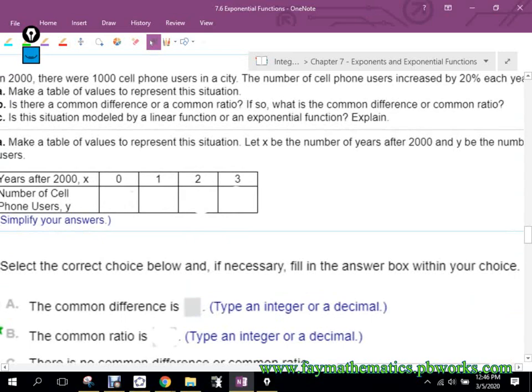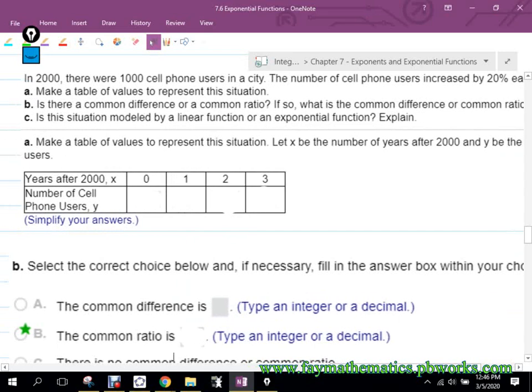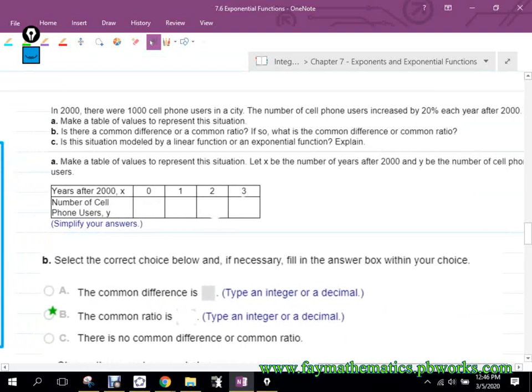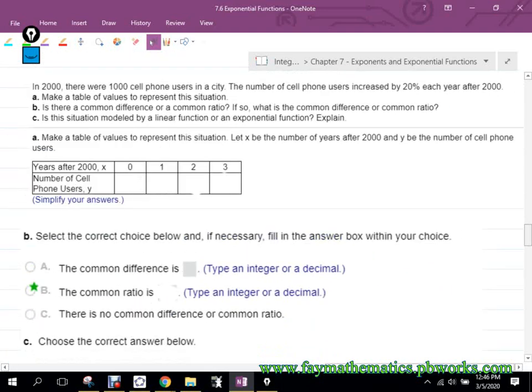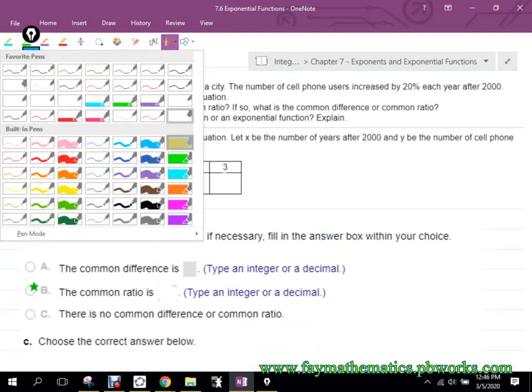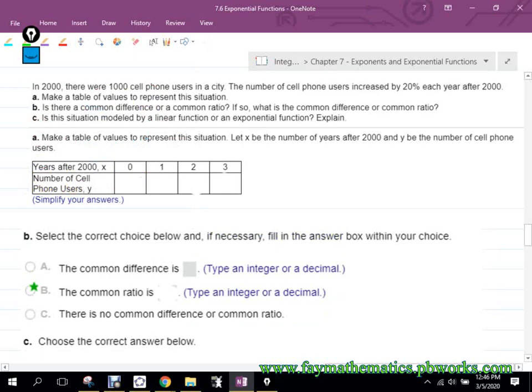This was question 9 on 7-6, which I've opened up until tomorrow night if you want to keep working on that. If we read this problem, it says in 2000 there were 1,000 cell phones. The number of cell phones increased by 20% each year after 2000. It wants us to do three things. Make a table of values to represent the situation. Determine if there's a common difference or a common ratio. And then decide, based on that, is this linear or exponential?